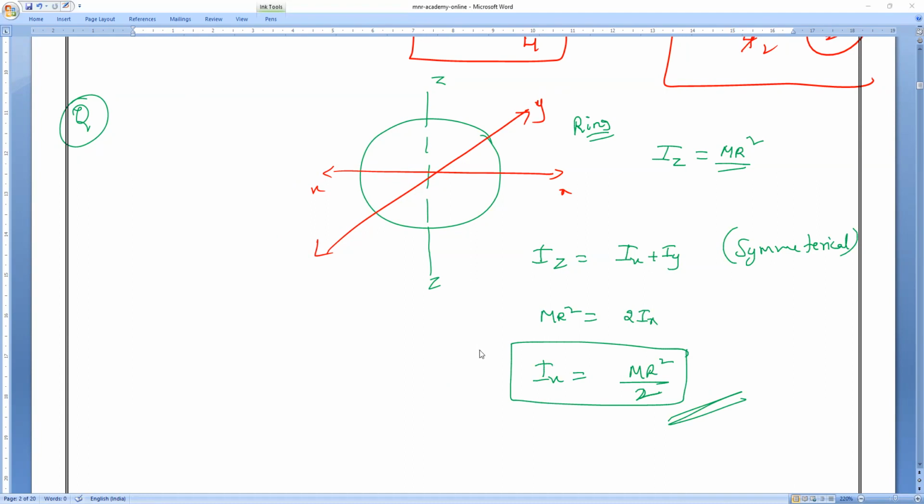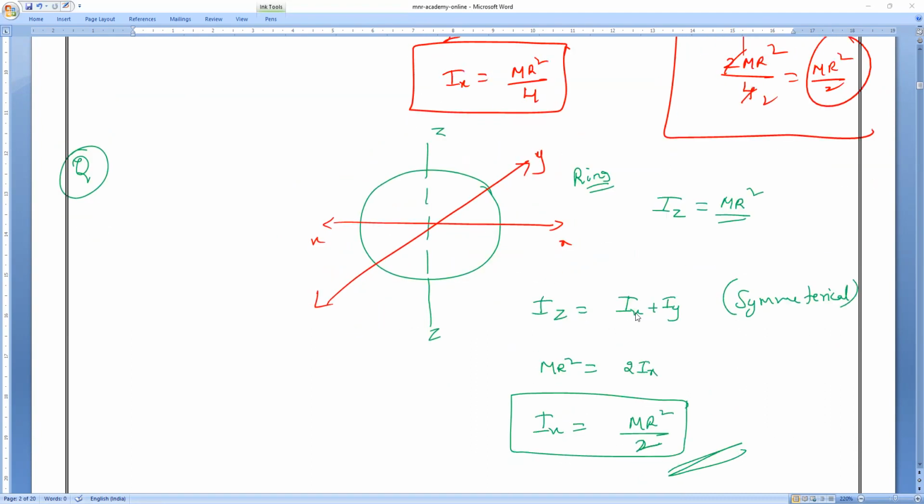Perpendicular axis theorem means, for those who joined late, nothing else: the moment of inertia in the z-axis is equal to the moment of inertia in the x-axis plus the moment of inertia in the y-axis. That is only called the perpendicular axis theorem. Understand? Please solve it. Any doubt, you can ask. Clear? Yes. You must solve.